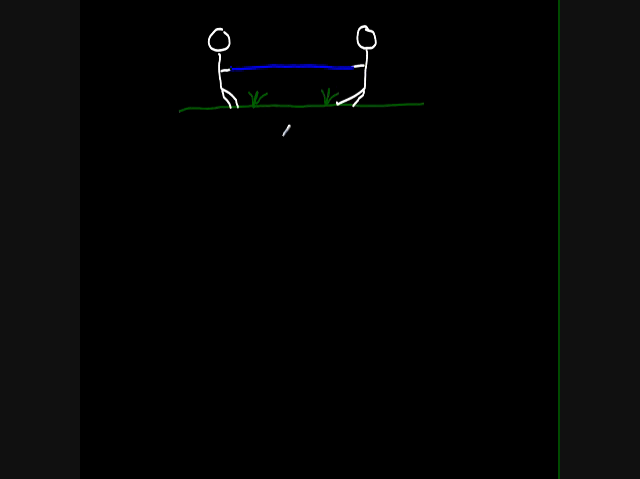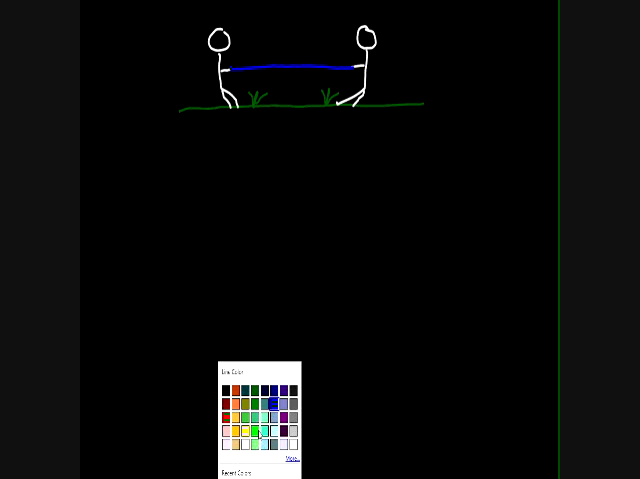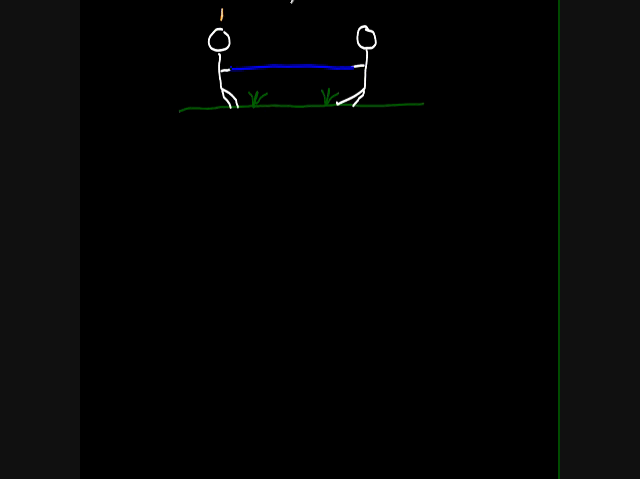Now I'm going to draw a force diagram for each one. I'm going to draw a force diagram for object 1 or person 1, and then one for person 2. And we'll say that he has a 50 kilogram mass and he has a 100 kilogram mass.